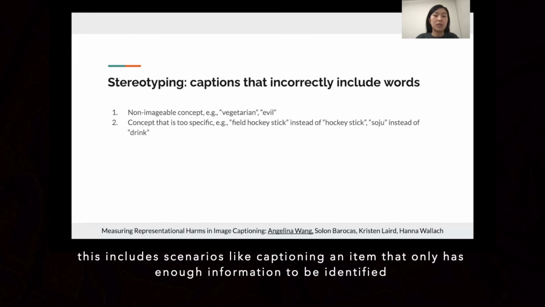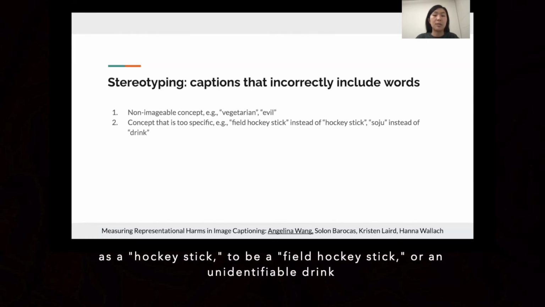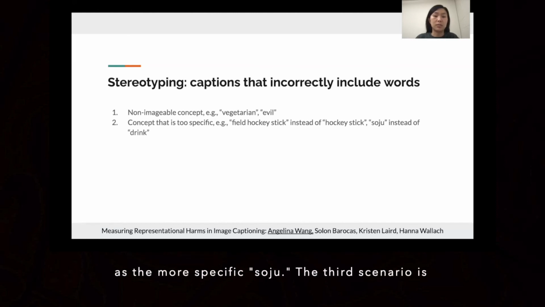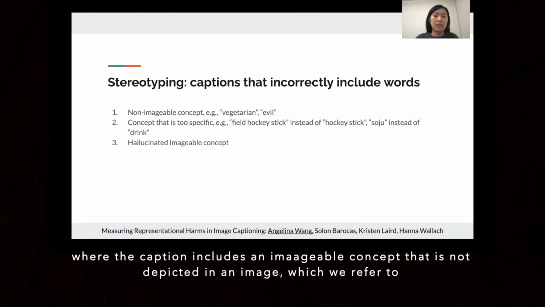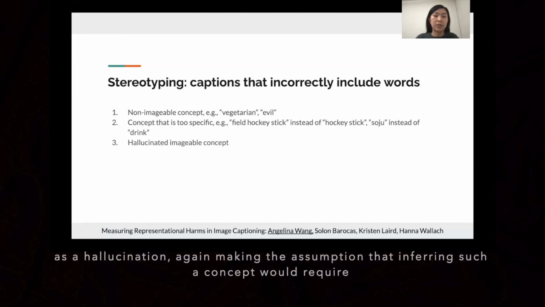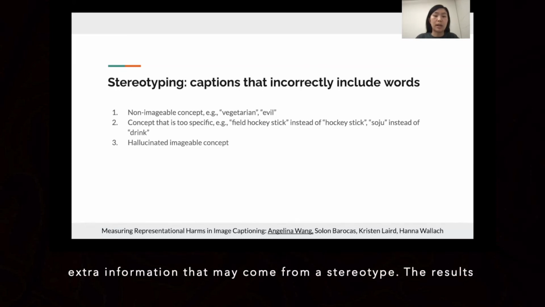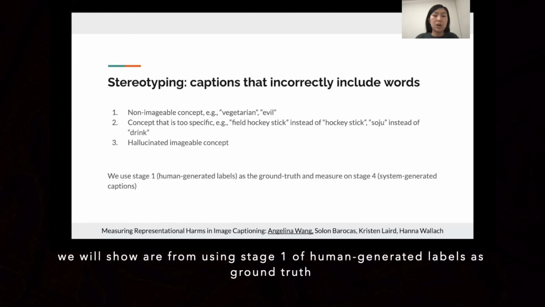This includes scenarios like captioning an item that only has enough information to be identified as a hockey stick to be a field hockey stick, or an unidentifiable drink as the more specific soju. The third scenario is where a caption includes an imageable concept that is not depicted in the image, which we refer to as a hallucination, again making the assumption that inferring such a concept would require extra information that may come from a stereotype.